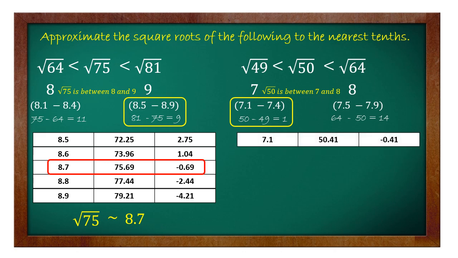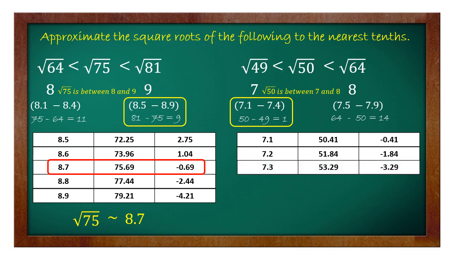Okay? So, let's have first the 7.1. So, 7.1 times 7.1 will give us 50.41. And then, ang difference niya kay 50 is negative 0.41. 7.2, ang square niya is 51.84. Ang difference niya is negative 1.84. 7.3, and then ang square niya is 53.29, and then ang kanyang difference is negative 3.29.